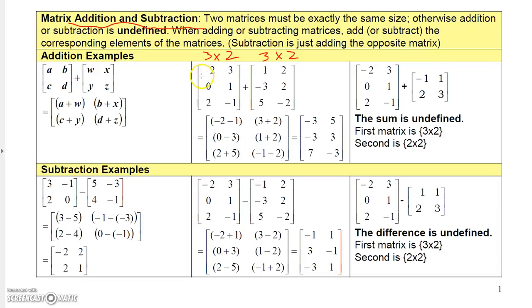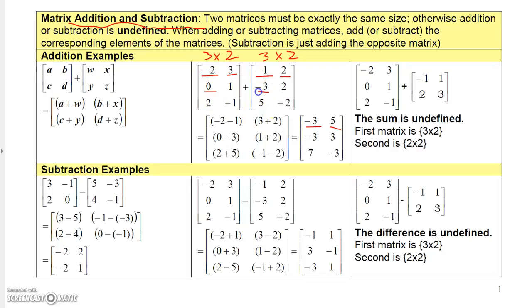Now all I have to do is take the row 1 column 1 element here and add it to the row 1 column 1 element here. And so -2 plus -1 is -3. And then I take the row 1 column 2 element here and add it to the row 1 column 2 element here. 3 plus 2 gives me 5. And you just continue that process.